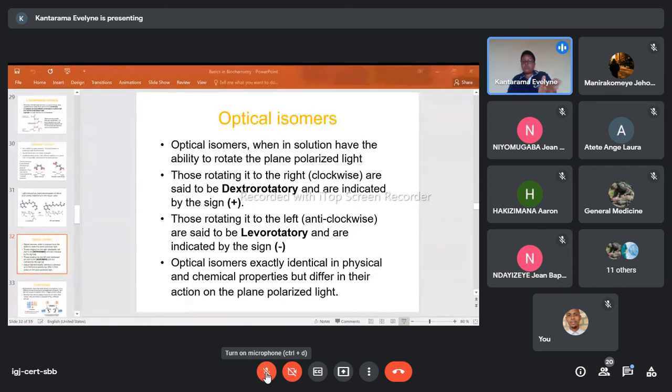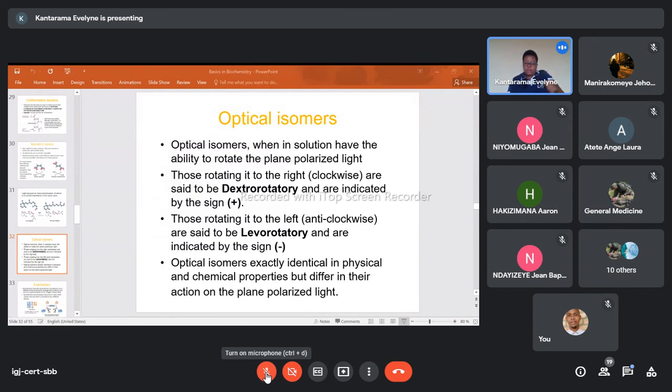Now, this notation of plus or minus in biological molecules is an indication of how those substances can turn the light, and to say that they have optical properties. And when you have a mixture where you have those dextrorotatory and levorotatory substances at the same time, the mixture is called a racemic mixture, and that mixture will be optically inactive. They will not deviate this polarized light.